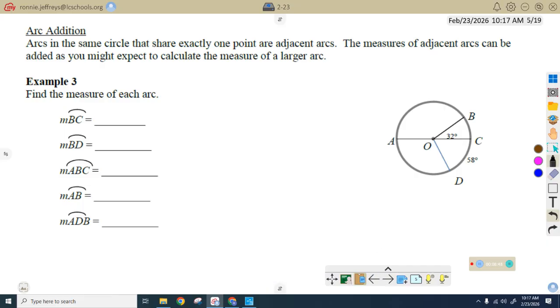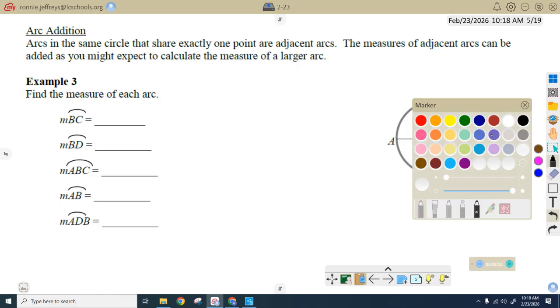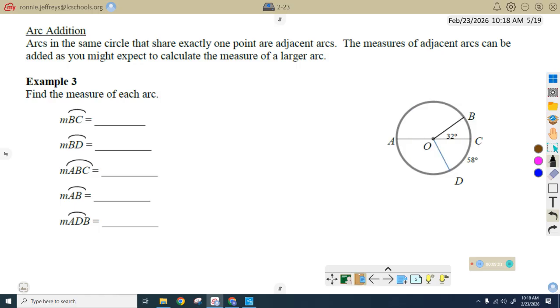So, arc addition. Very similar to angle addition. Just keep on adding stuff together. For instance, let's change that. Minor arc BC, this right here, this is 32 degrees. BD would be 32 plus 58, which is 90 degrees.